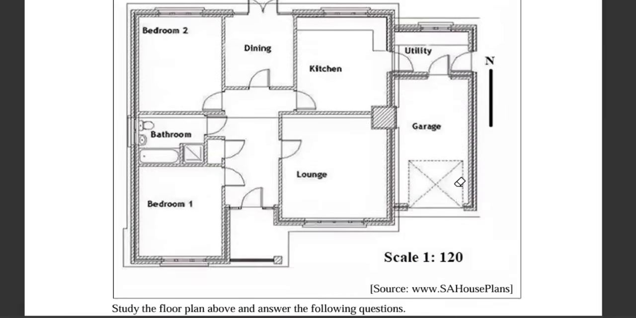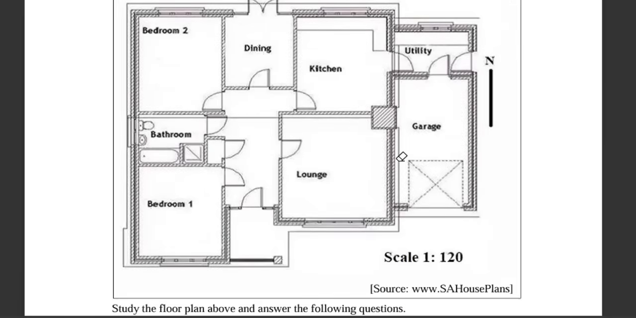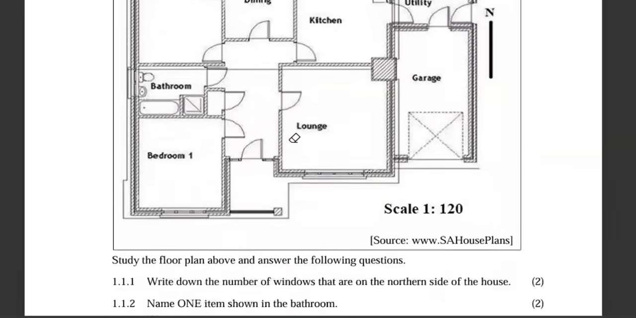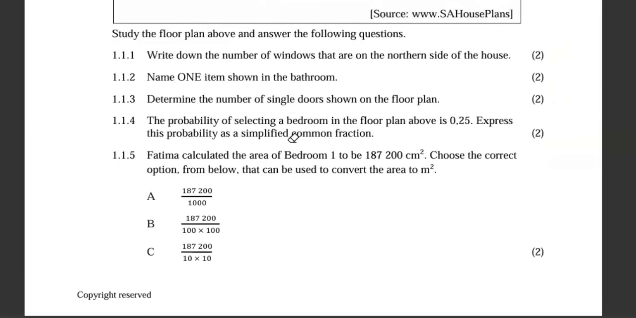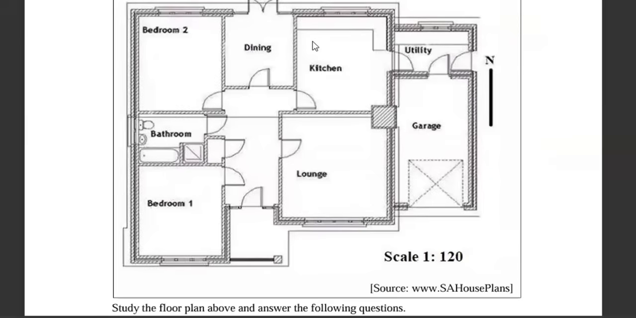Question number 1, it says, Fatima plans to build a 2-bedroomed house in Mongwes. The diagram below is a floor plan of the house. Let's look at it. That is it. Okay, let's look at the question straight away. Write down the number of windows that are on the northern side of the house. Let's check the addendum. The northern part of the house.